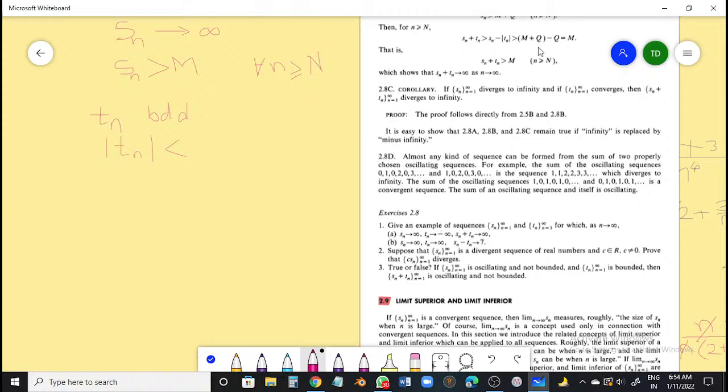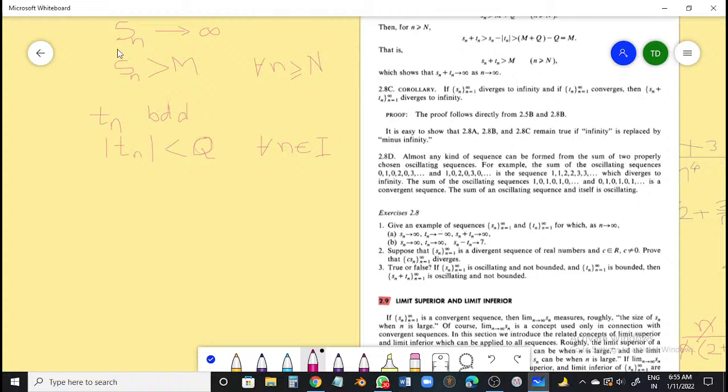Bounded means mod of Tn will be smaller than some positive real number. So in this case, the number is Q. Mod Tn is less than Q, where Q is a positive real number, and this happens for all n belonging to the natural numbers, not for certain n. So what this means is, mod Tn is less than Q. Alright, what do we want to talk about? We want to talk about whether it diverges or converges.